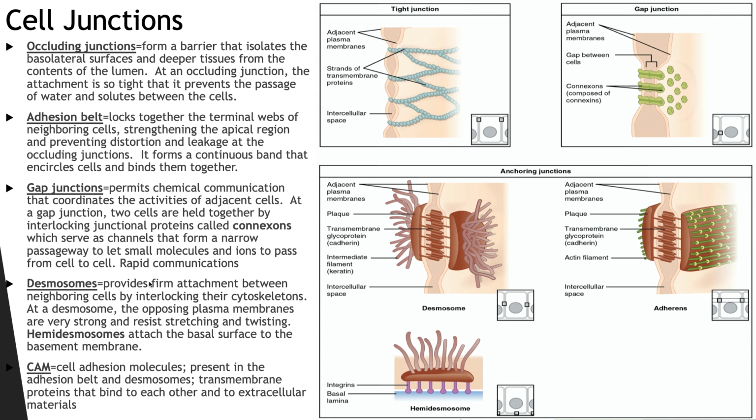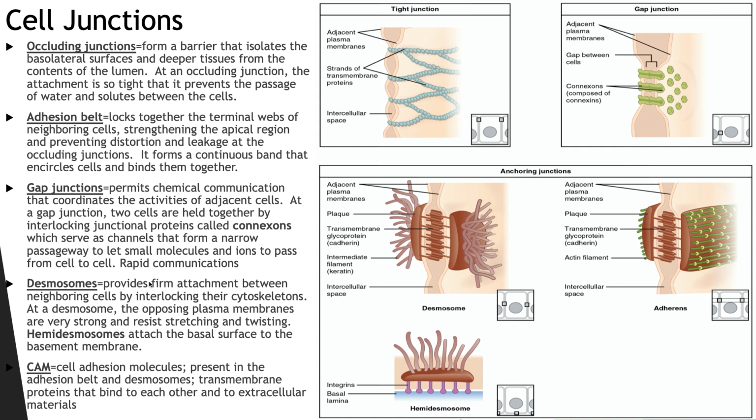So, speaking of in between these cells, you have several things that hold these together so that they can perform all vital functions. I would encourage you to know all 5 of these and be able to describe them. So you have occluding junctions that form a barrier that basically isolates the basolateral surface. You have adhesion belts, which essentially act together as a lock to form terminal webs of neighboring cells.